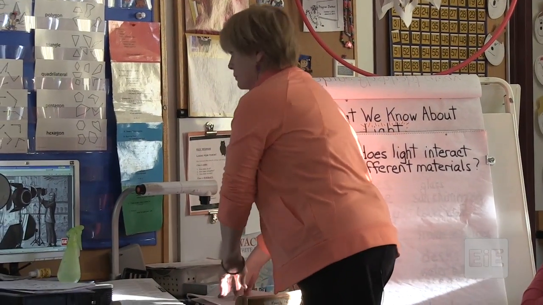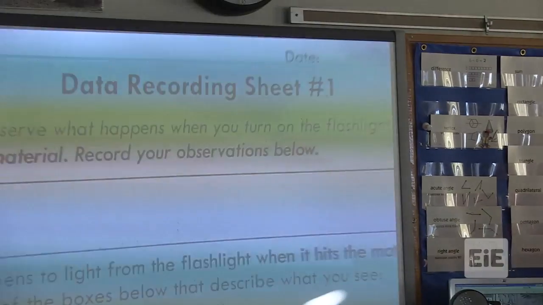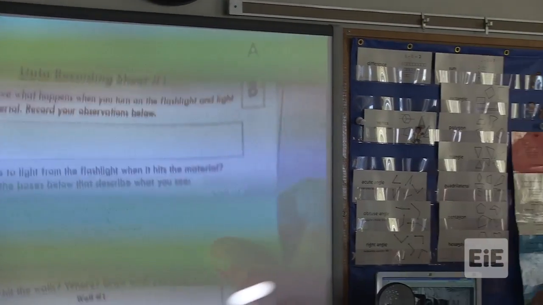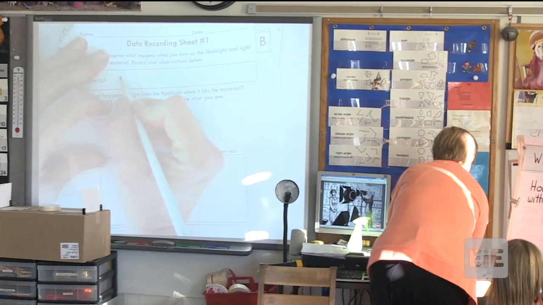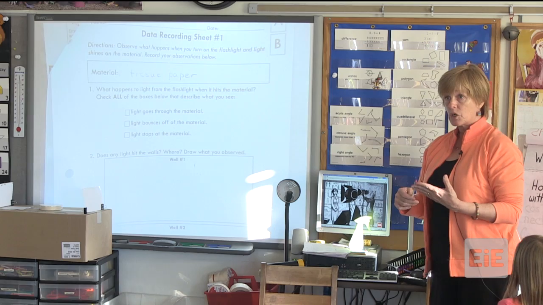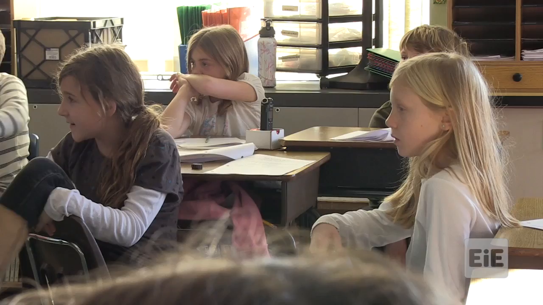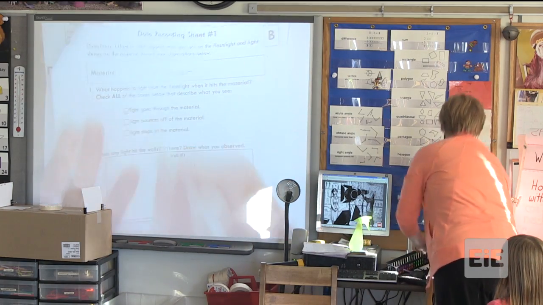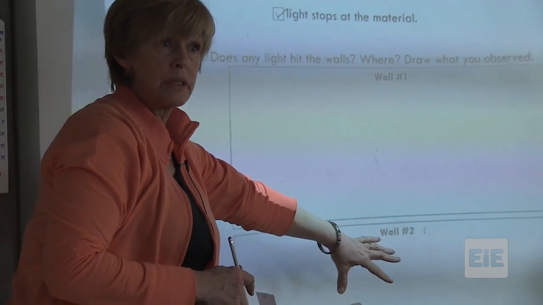You get 2 pieces of material. So this data recording sheet number 1 is for 1 piece of material. Like for me, it would be the tissue paper. So I would write right in here, my material is the tissue paper. Now, did the light go through the tissue paper? Yes, it did. So you'll draw what the light looks like on wall 1, and you'll draw what it looks like on wall 2. Are you ready?